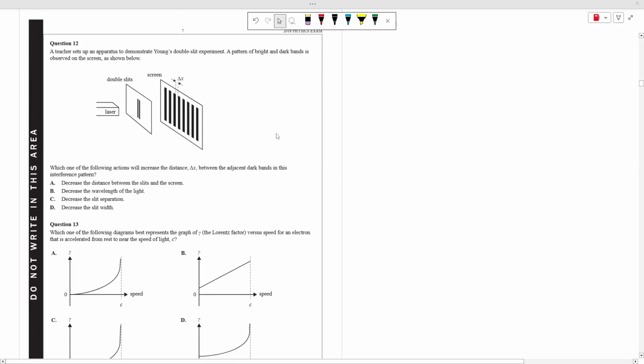Question 12. A teacher sets up an apparatus to demonstrate Young's double slit experiment. A pattern of bright and dark bands is observed on the screen as shown below. So there's a laser going through a double slit, getting that classical interference pattern there.